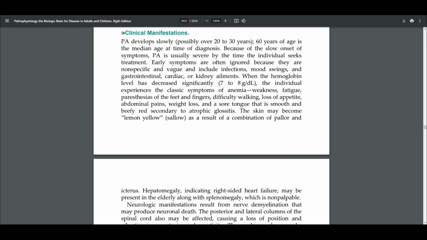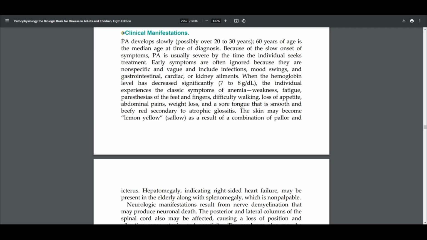Because of the slow onset of symptoms, PA is usually severe by the time the individual finally decides to seek treatment. Early symptoms are often ignored because they are nonspecific and vague and just include passive infections, mood swings, and gastrointestinal, cardiac, and kidney ailments.